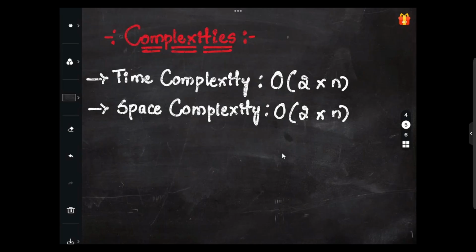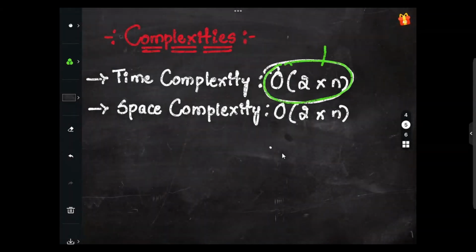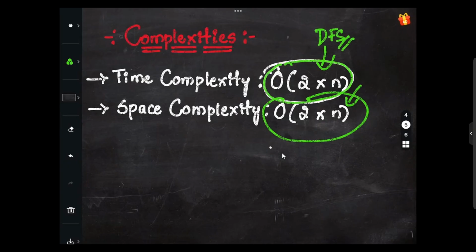So what is the time complexity here? The time complexity would be big O of 2 into n, right? So what would be the space complexity here? The space complexity would be big O of 2 into n as well. So the time complexity is big O of 2 into n because we are visiting each cell here at most once during the DFS. So overall time complexity would be 2 into n, as we are going with the backtracking as well, right?